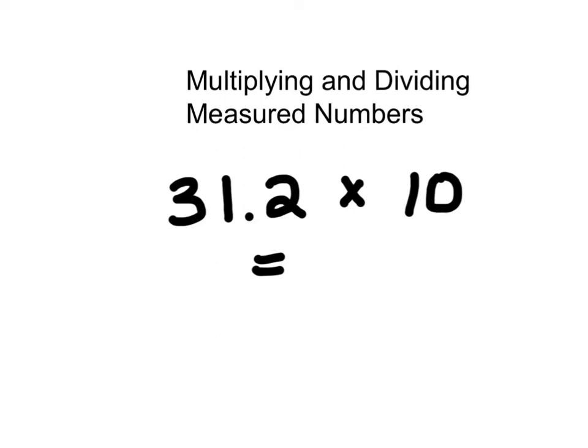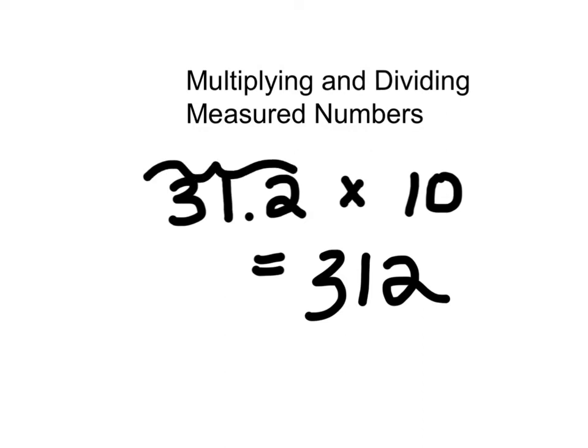Okay guys, so now we're going to learn how to handle numbers that we multiply or divide that were measured numbers. So take a look at this. If you were to multiply 31.2 times 10 on your calculator, you would get this answer. You'd get 312. However, that has too many sig figs in it for your answer because you have 3 sig figs here. And how many in here? How many in 10? Only 1. Because that trailing 0 is not significant.